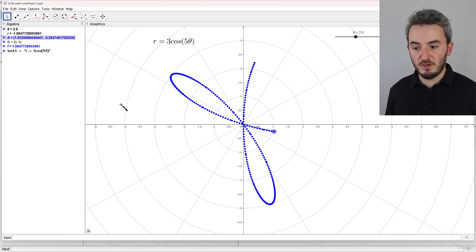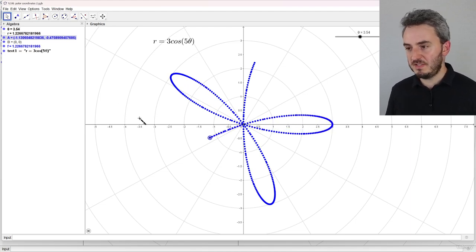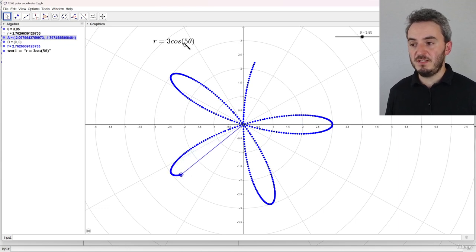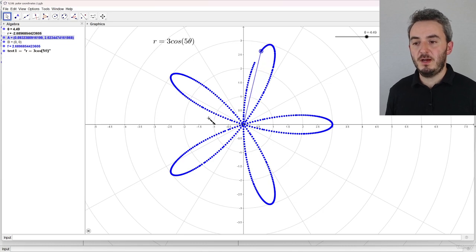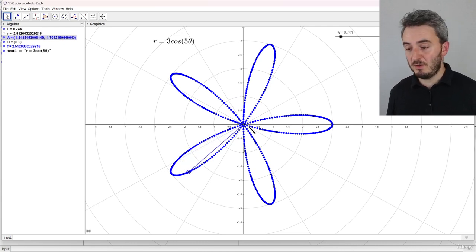Understanding why it looks like this is a bit tricky when you first encounter polar coordinates, but once you get your head around it, it sort of makes sense. Cos of 5 theta is going to do 5 loops round the board as theta increases from 0 to 2 pi. So that sort of explains the 5-fold symmetry. Now the fact that it's 3 cos 5 theta tells us why the tips of these petals are all the way out at 3 units from the origin, and it keeps going back to 0 because cos of some values is 0.